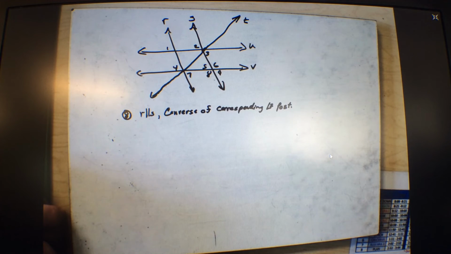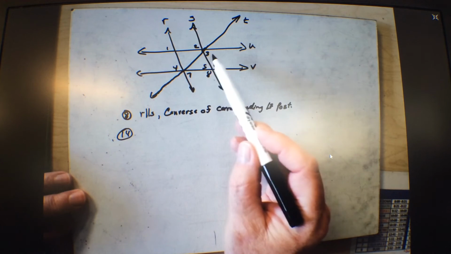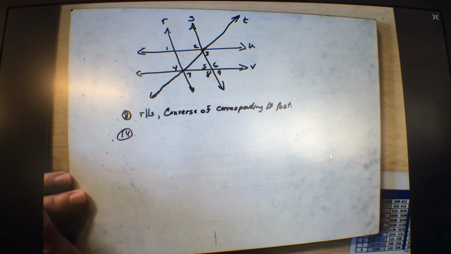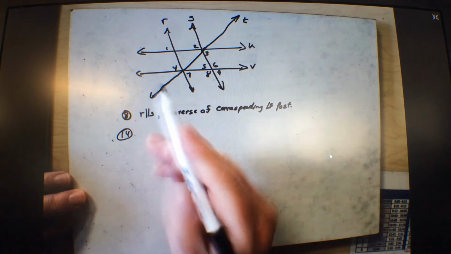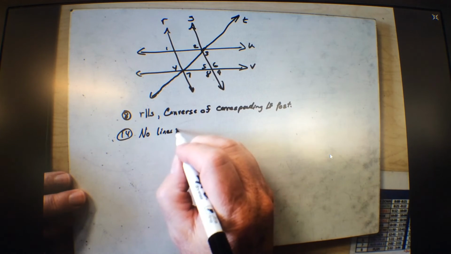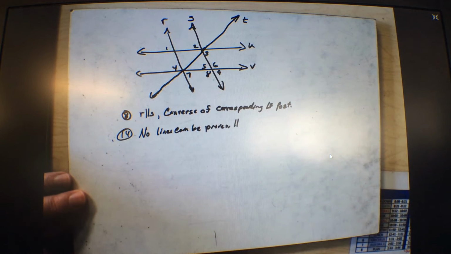This will be number 14, and it says angle 3 and 7. Can you say anything about 3 and 7? They're alternate exterior. They are not alternate exterior. No, 7 and 5 are. 3 and 7 don't help you, right? No. So you put no lines can be proven parallel. Okay? Questions about that?